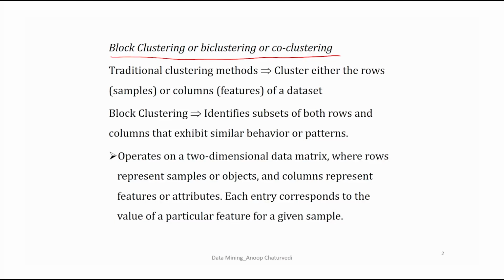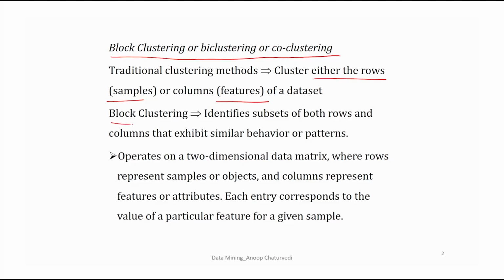So, the traditional clustering methods cluster either rows, that is samples, or columns, that is features or different variables of a data set. The cases or rows belonging to a particular cluster, if the clustering is according to samples, are those cases which follow a similar kind of pattern or which are behaving in a similar manner. And if you are clustering according to features or variables of a data set, then you get a group of features which behave in a similar manner.